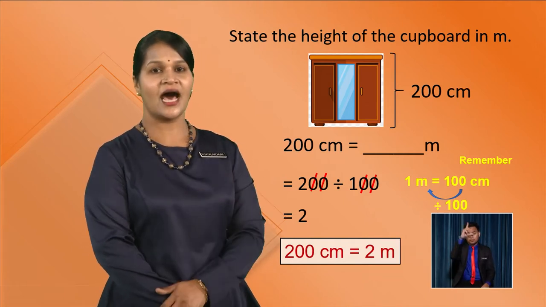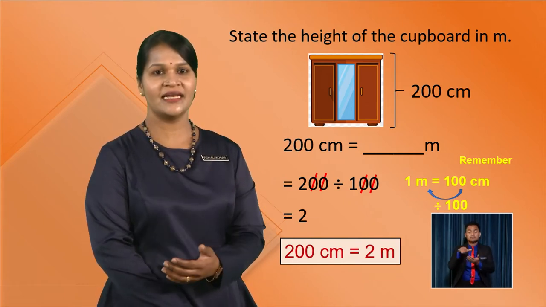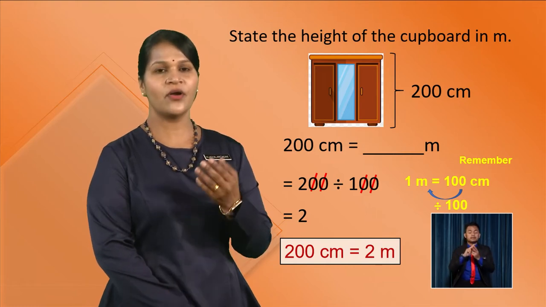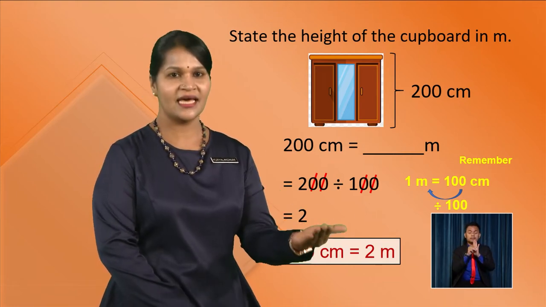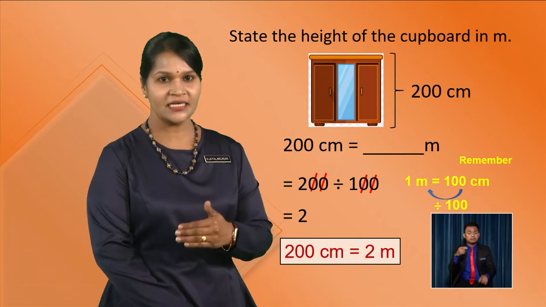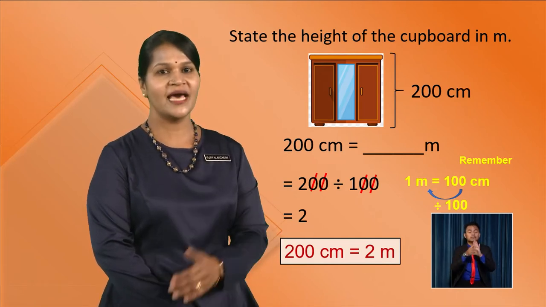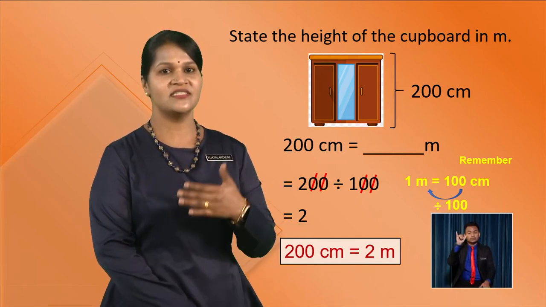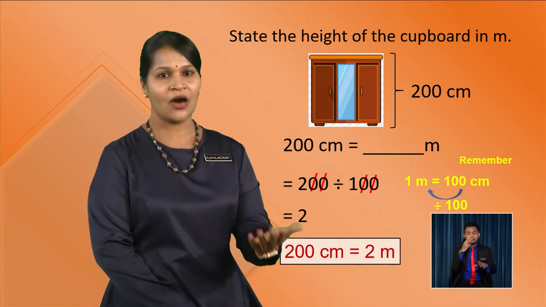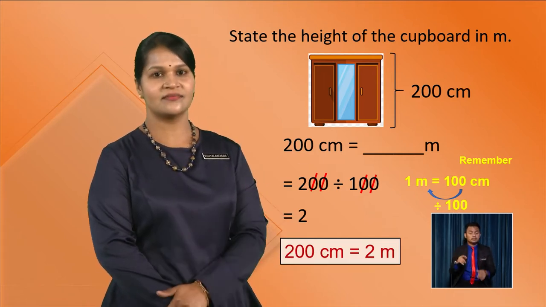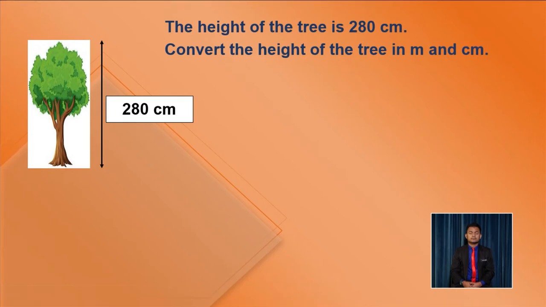Boys and girls, I hope you can understand how to convert from meter to centimeter and from centimeter to meter from the examples which I have just shown you. Now, let's try this. The height of the tree is 280 centimeters. Convert the height of the tree in meter and centimeter.